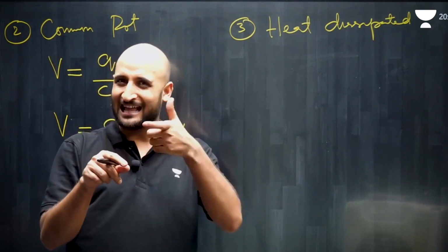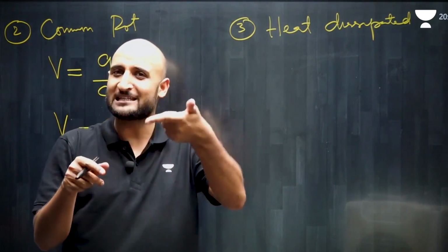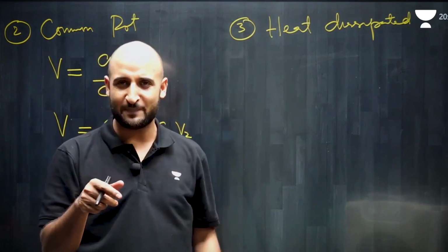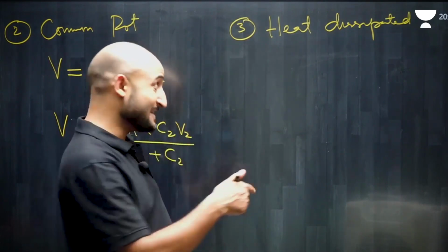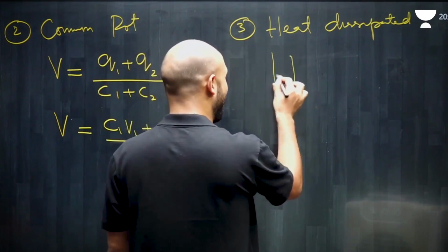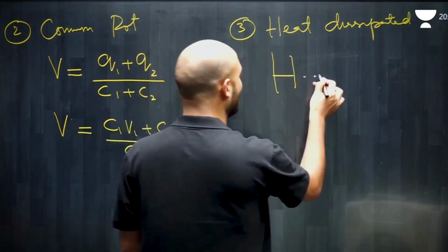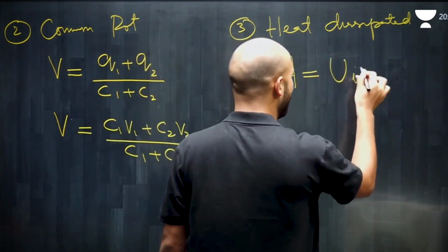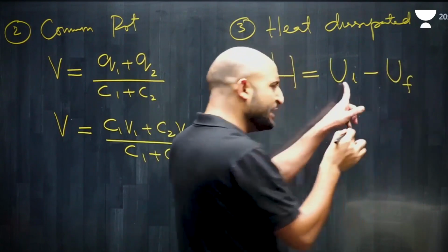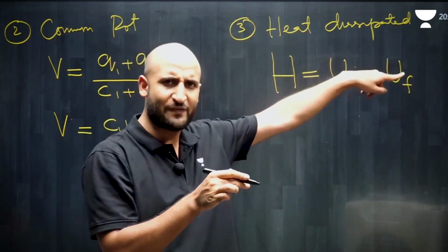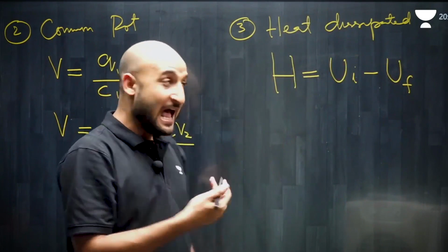So that part, the amount of energy which is less, is the amount of energy which will be dissipated in the form of heat. Again, I am going to write here, the amount of heat dissipated will be equal to U initial minus U final, because U initial will be greater than U final, which will be a little less than U initial.